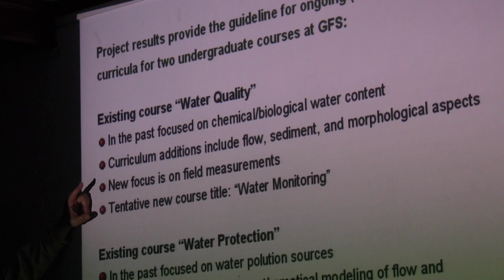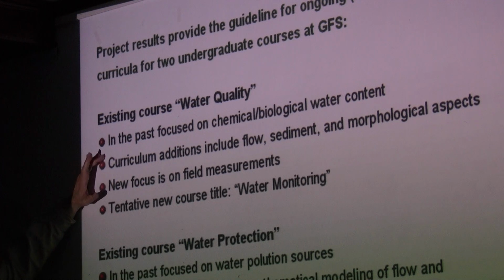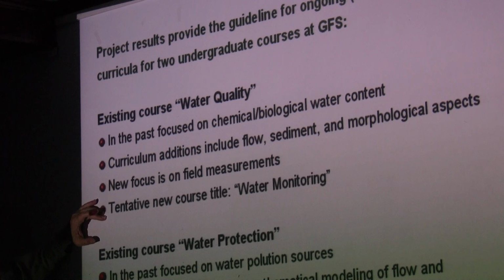elective courses: water quality and water protection. The first one focused in the past on chemical and biological water content, a typical water quality course. We would like to add flow, sediment, and morphological aspects. We would give it a new focus on field measurements, something similar to what we were doing on this project, and maybe call it water monitoring.